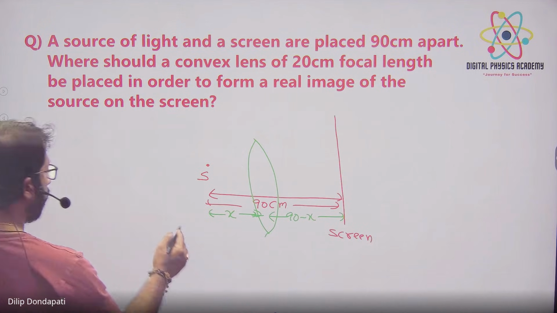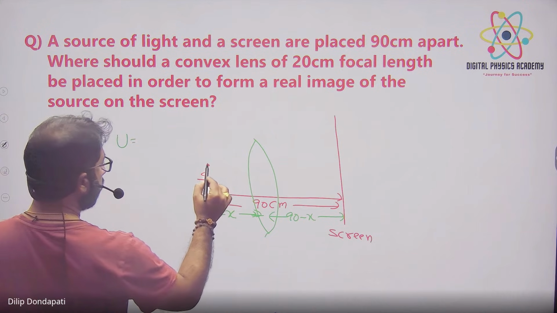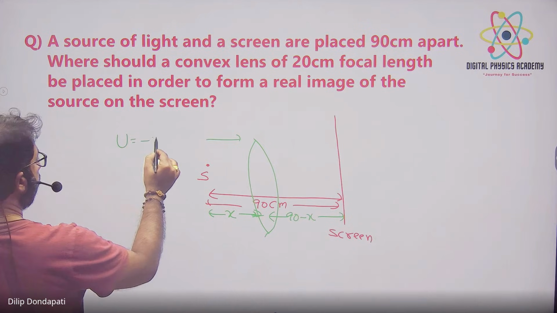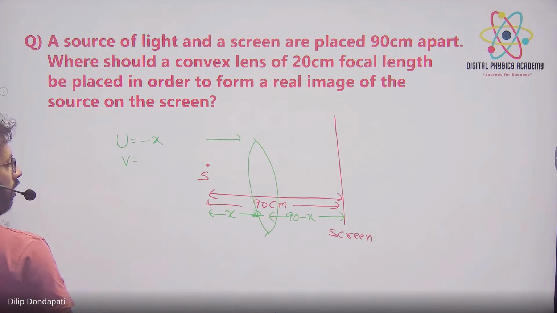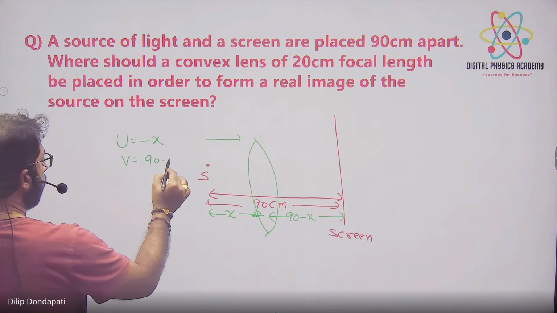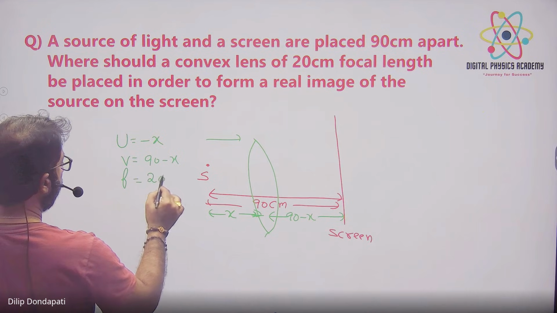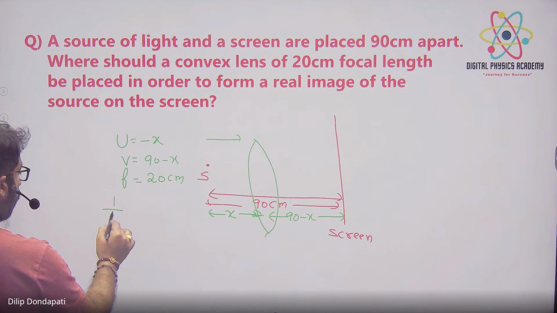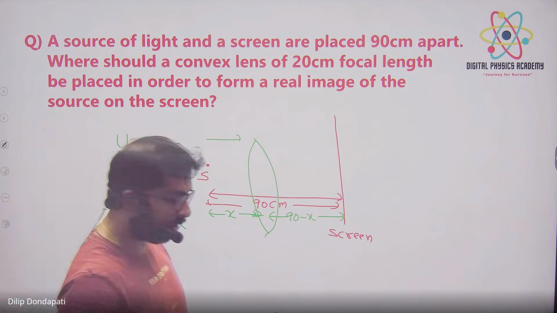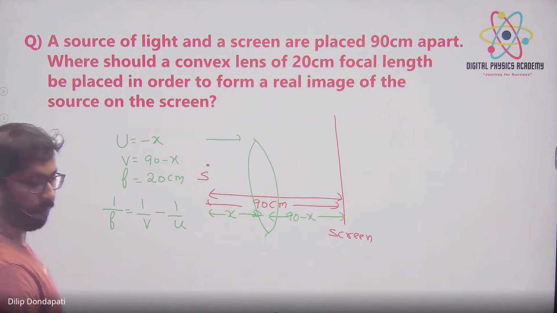So we'll use the lens formula. u is how much? The source is here, incident like this, so you are taking from the back side, so minus x. And your v is how much? It is in the incident ray direction only, right? So 90 minus x. The focal length of a convex lens is positive, and they have given it as 20 centimeters. Now use the formula 1 by f is equal to 1 by v minus 1 by u. Now substitute the values and find the value of x. You will get some quadratic equation, and find the value of x.